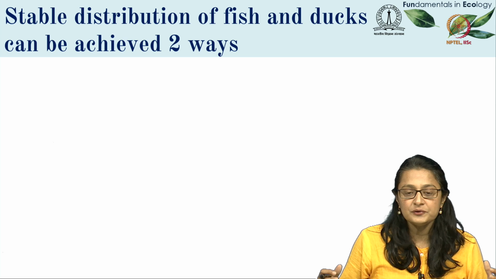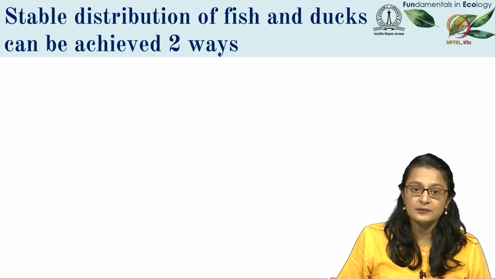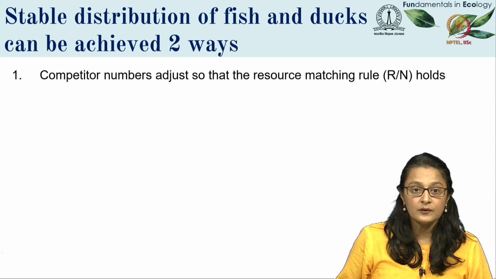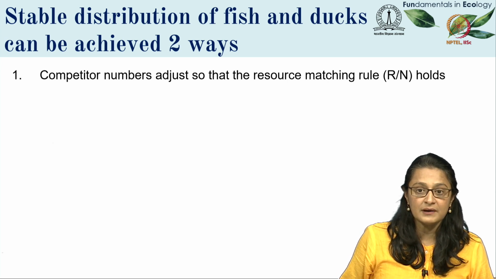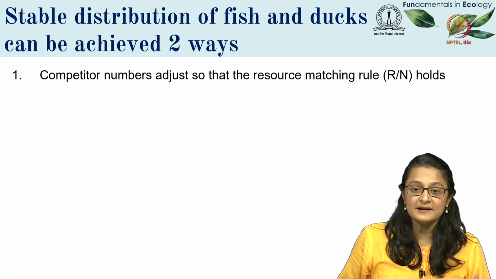Now, the stable distribution of fish and ducks in both these experiments can be achieved 2 ways. One is that competitor numbers adjust so that the resource matching rule holds, which means everybody gets the same rate of energy gain divided by the total number that's there.